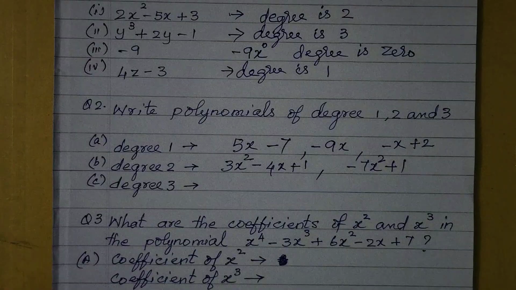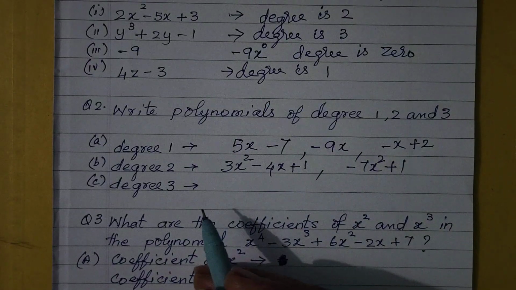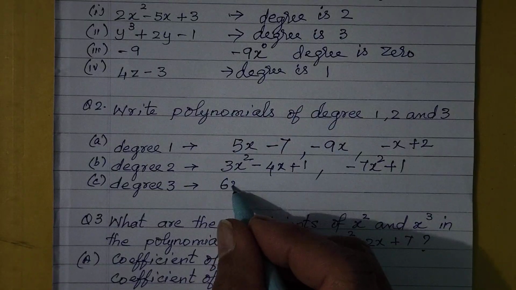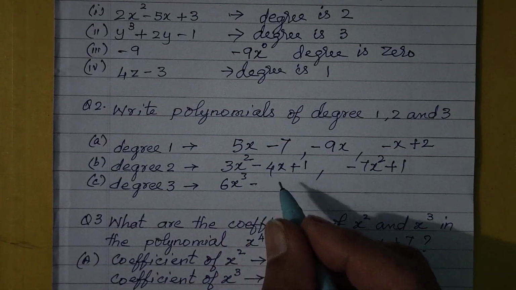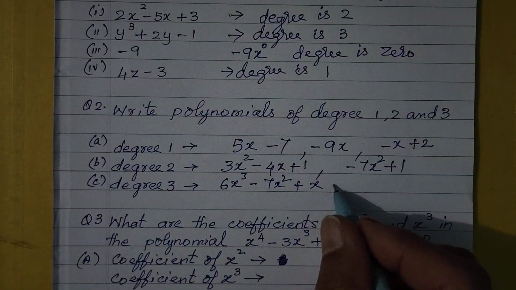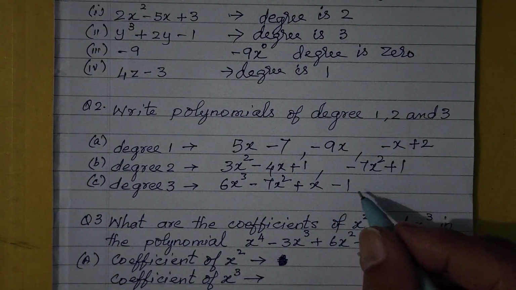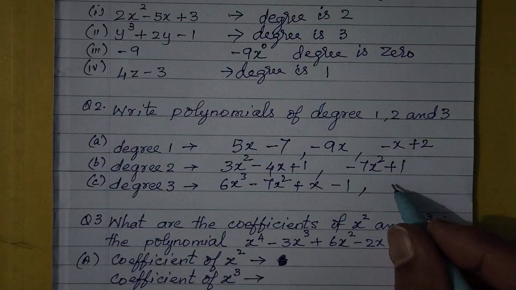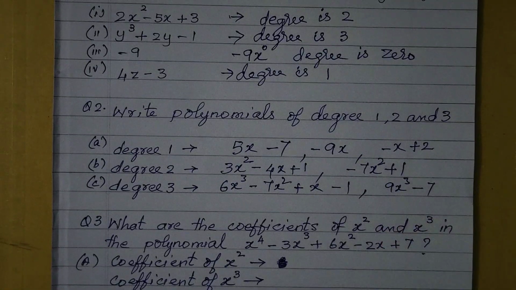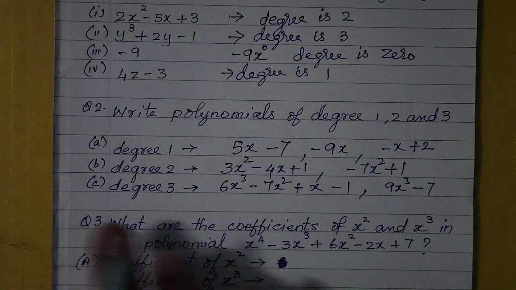Here I am going to write a polynomial of degree 3. So 6x cube minus 7x square plus x minus 1. So I can write one more, I'll write 9x cube minus 7. So the highest power should be 3.